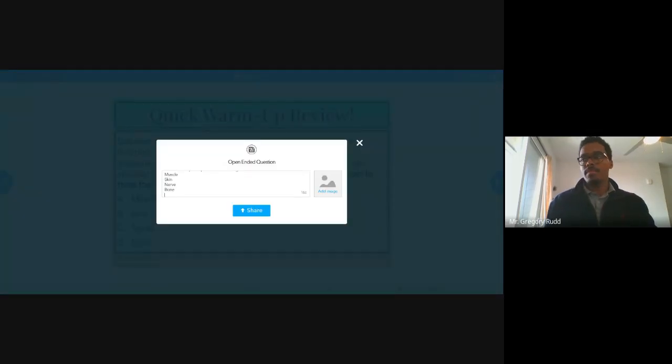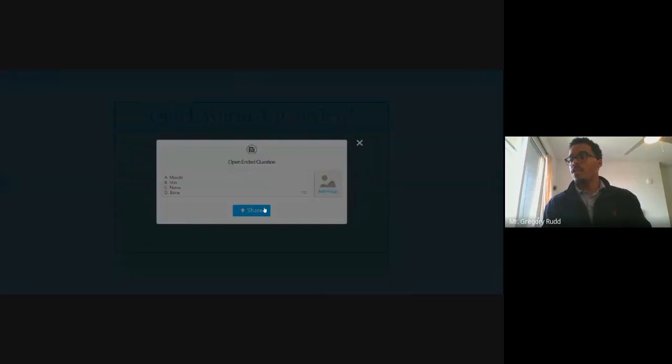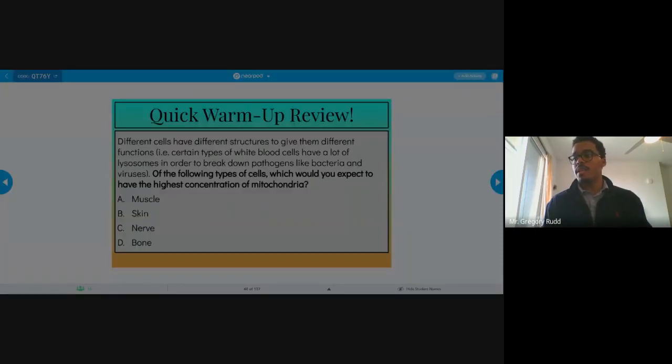So let's see. One second as I type this out. All right, so would you say A, muscle cells, B, skin cells, C, nerve cells, or D, bone cells? The question should be appearing on your screen shortly.